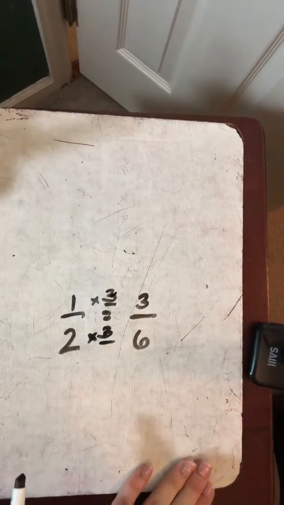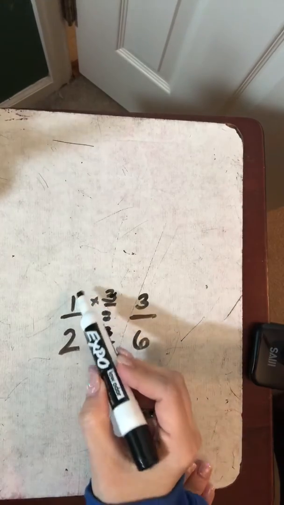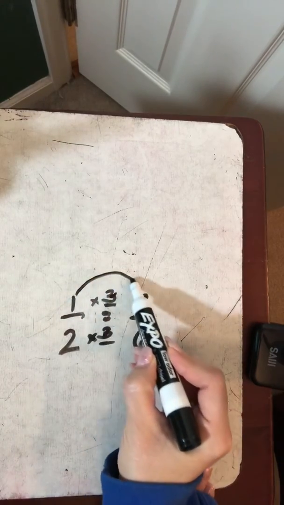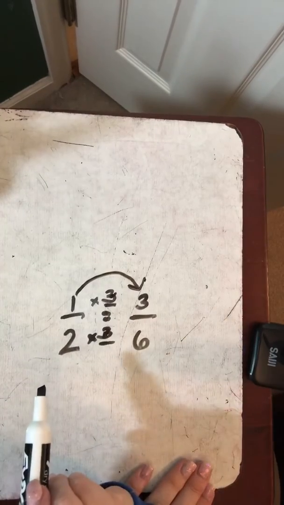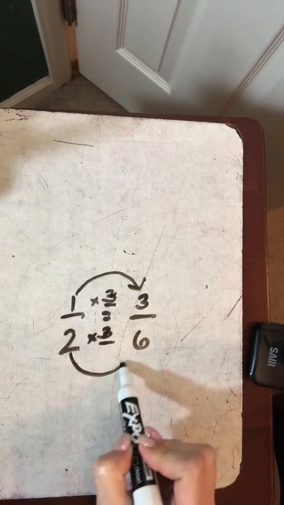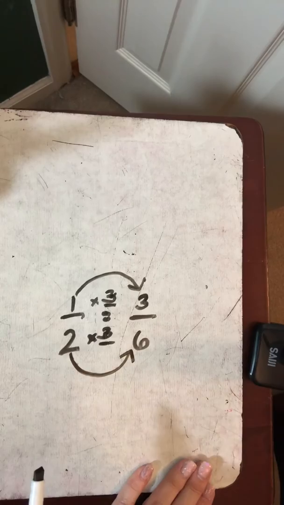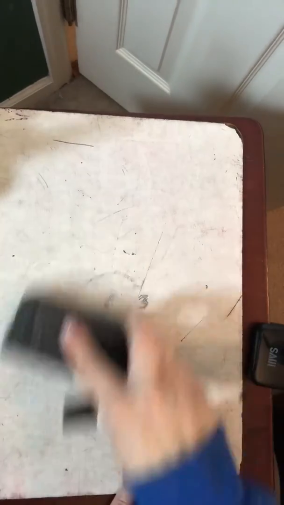Look at that. Okay, so there's your pattern. However you multiply to get to here for the numerator, as long as you multiply the same number for your denominator, it will be equal. Okay, so there's a trick.